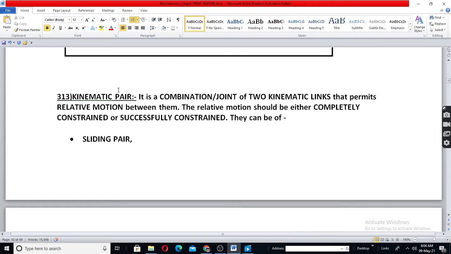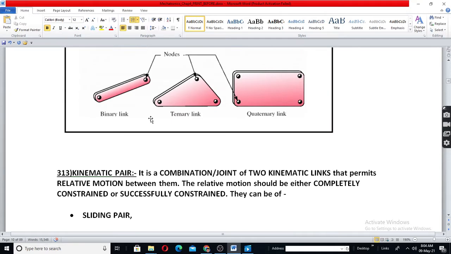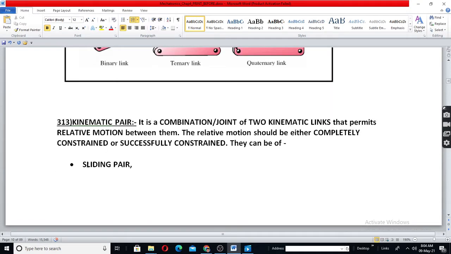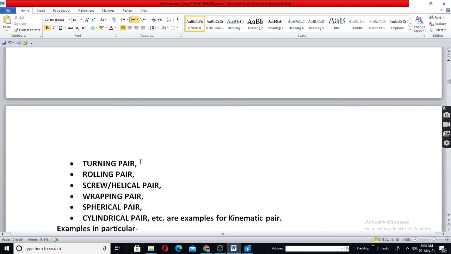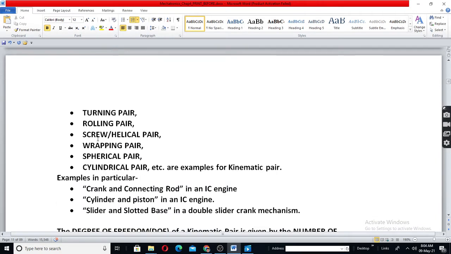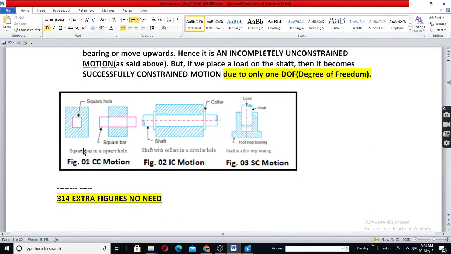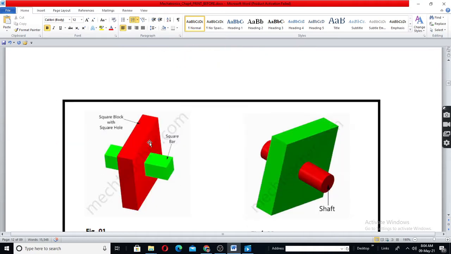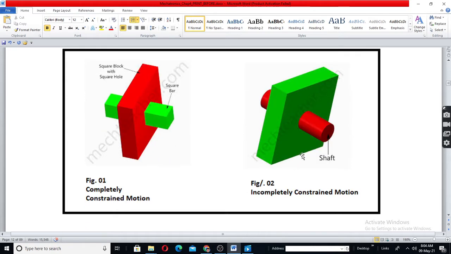So here now, kinematic pair. There should be at least two links. Let us see what all they can be: sliding pair, turning pair, rolling pair, screw pair, etc. See, this is sliding, a square bar in a square hole. It is sliding. This is turning.